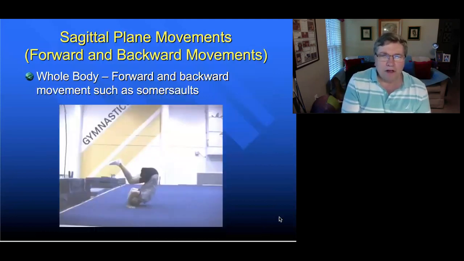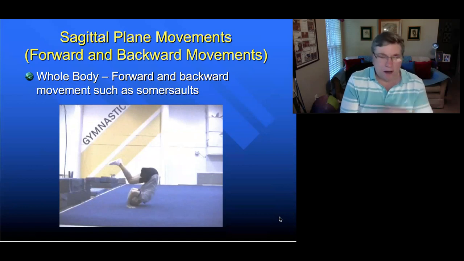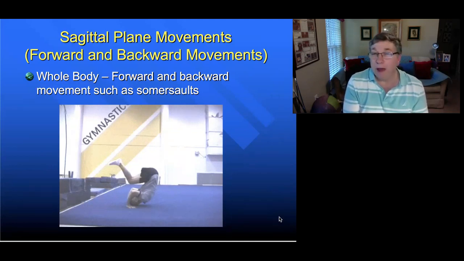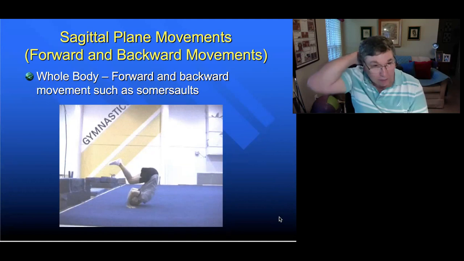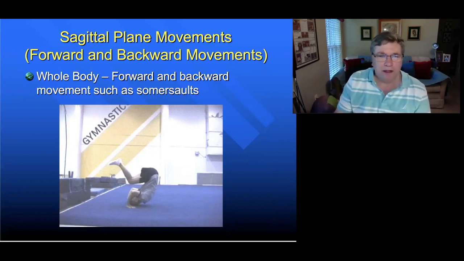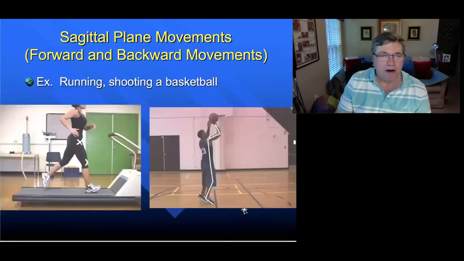The next thing we're going to do is talk about basic types of motion at the major joints in the body, from the anatomical or back towards the anatomical position, in all 3 major planes. So let's talk about that. We've got the sagittal plane. That's for forward and backward movements, like somersaults, for example. Running or shooting a basketball, those are classic sagittal plane movements.